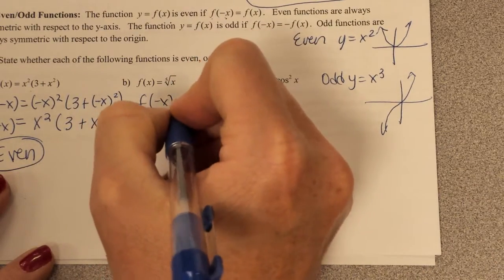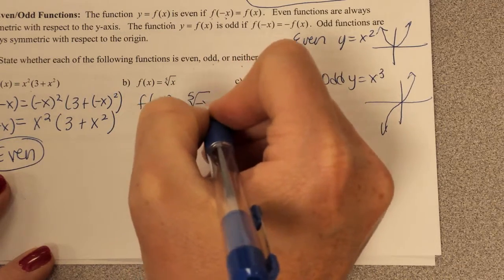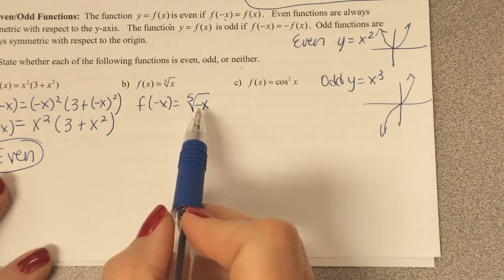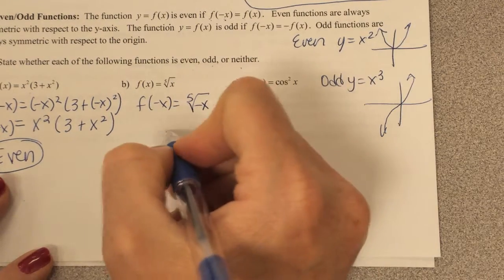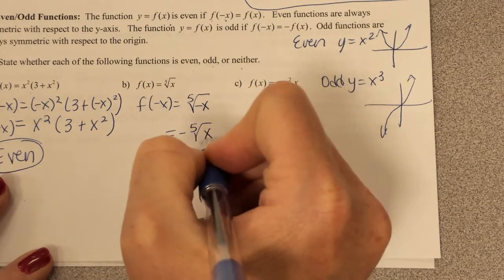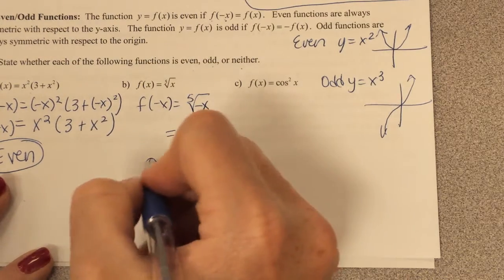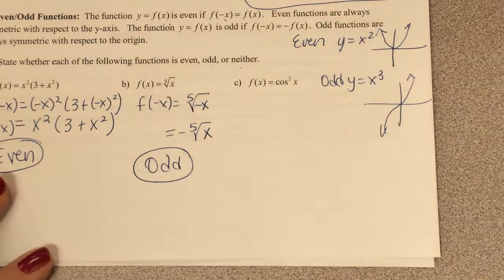All right, what about this one? F of negative x. I replace the x with a negative x. What's the fifth root of a negative going to be? Positive or negative? Negative. So this is going to be negative, the fifth root of x. So that is the exact opposite of what I started with. So this would be an odd function.